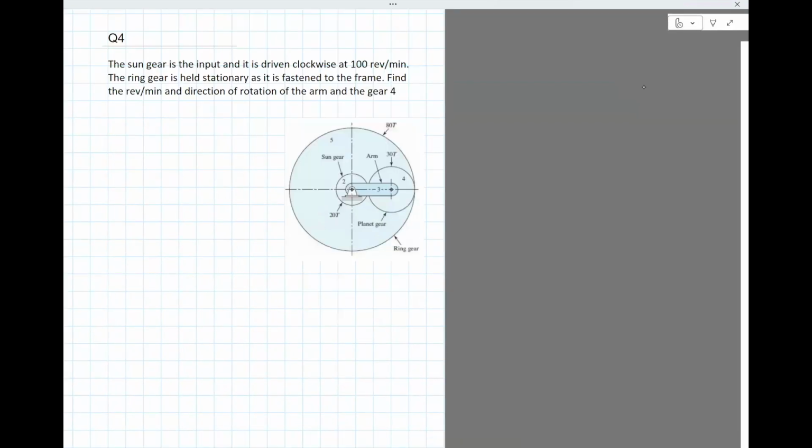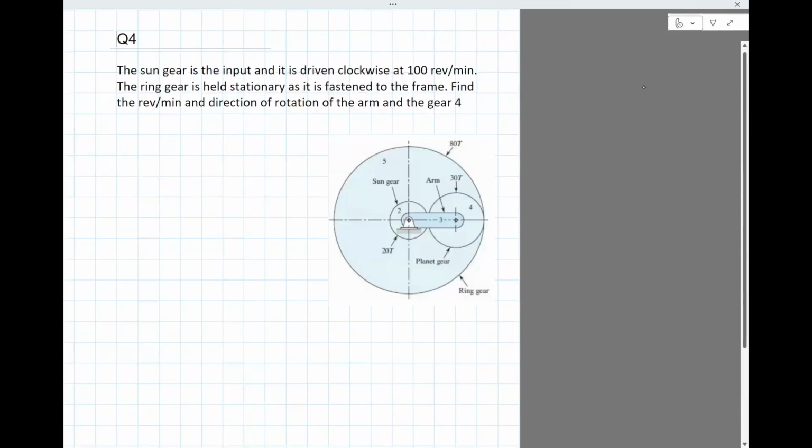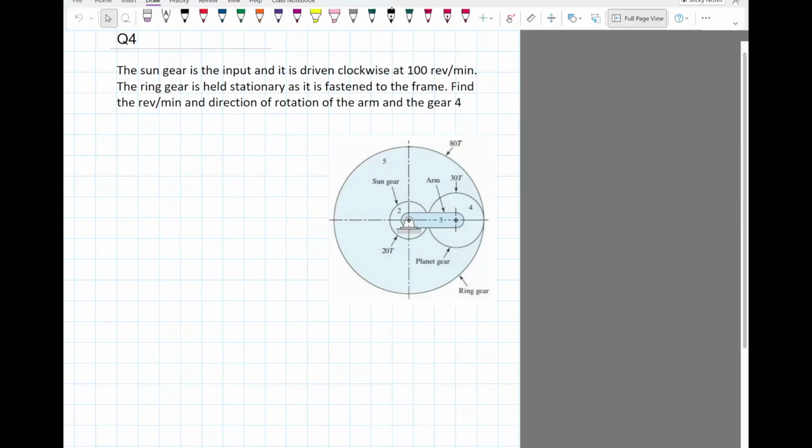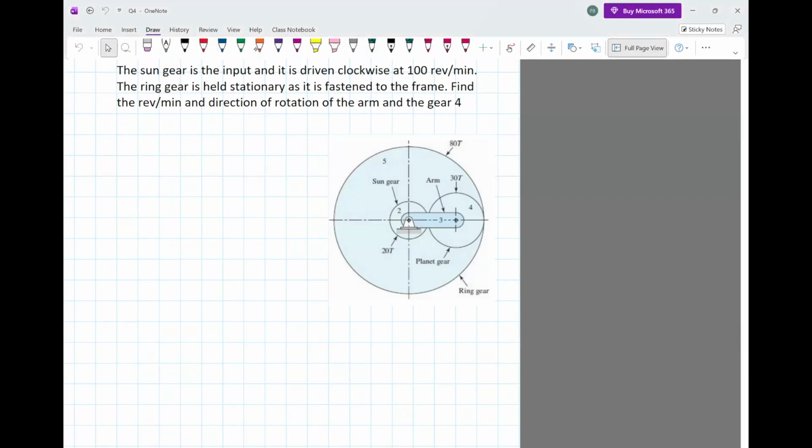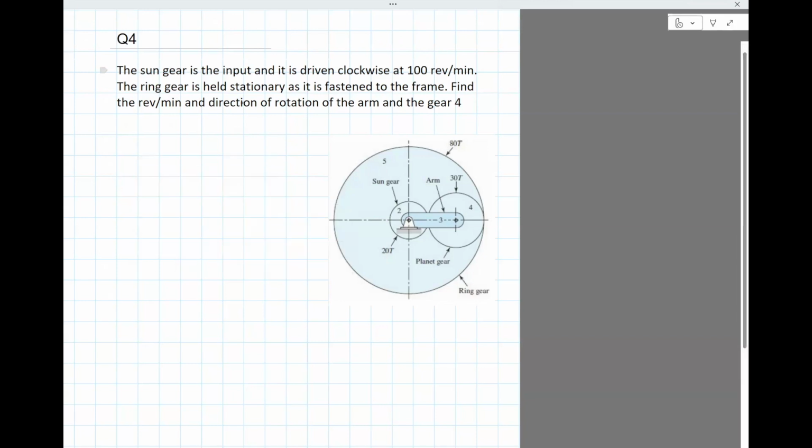Here is the problem. The sun gear is the input and is driven clockwise at 100 revolutions per minute. The ring gear is held stationary. This is the ring gear, held stationary and fastened to the frame. Find the revolutions per minute, or the speed and direction of rotation, of the arm and gear 4.